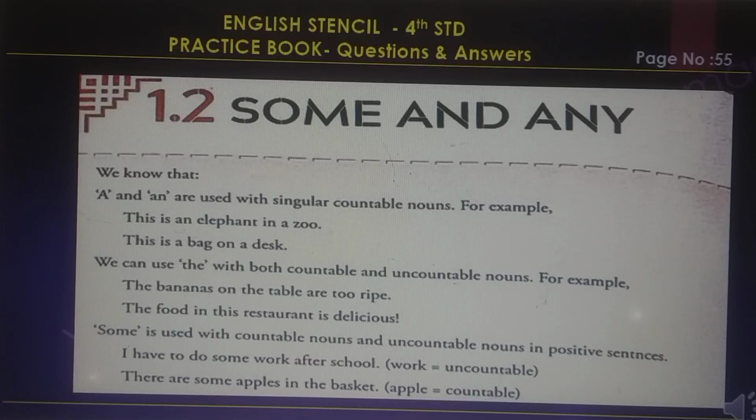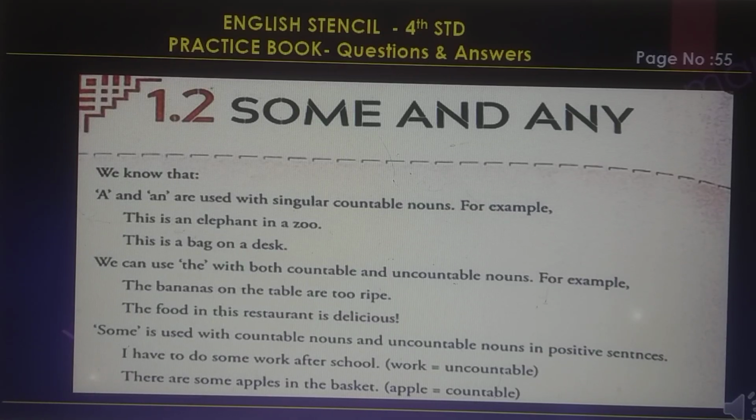Some is used with countable nouns and uncountable nouns in positive sentences. I have to do some work after school. Work is uncountable. There are some apples in the basket. Apple is countable. Any is used with countable or uncountable nouns in negative sentences. We use is not or are not to make negative sentences. There is not any water left in the tank upstairs. There is not any problem we cannot solve. There is not any book on the shelf. There are not any fruits left.